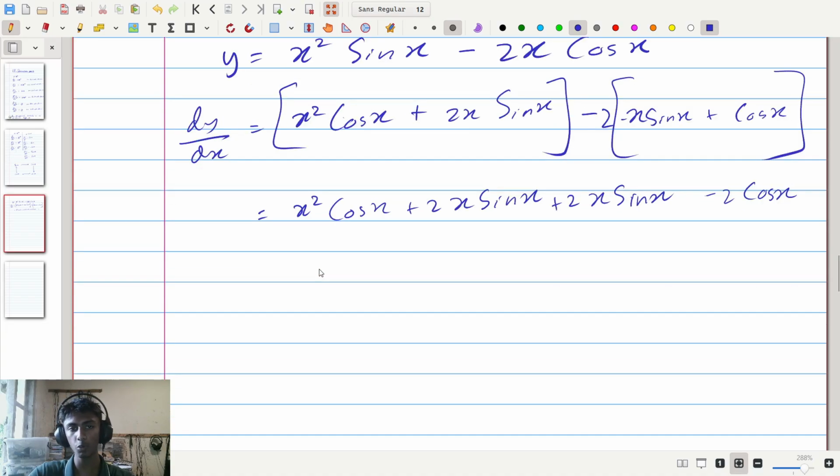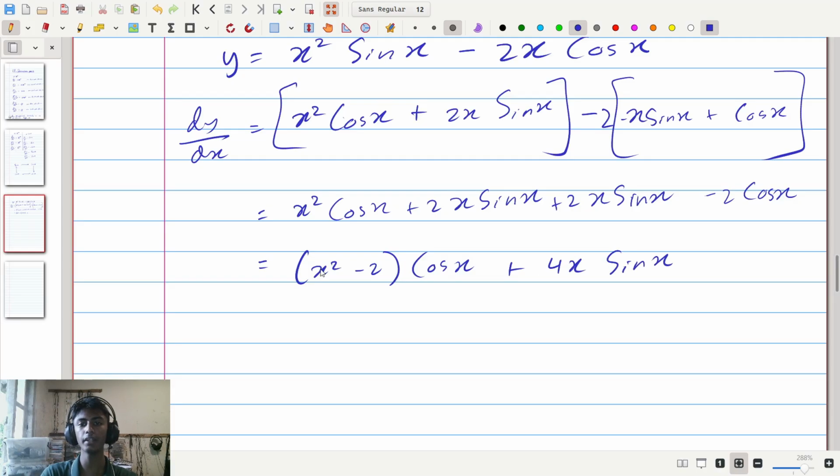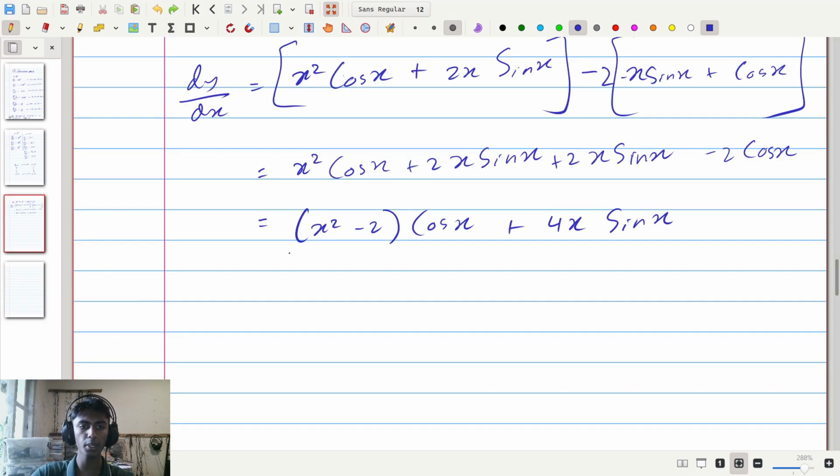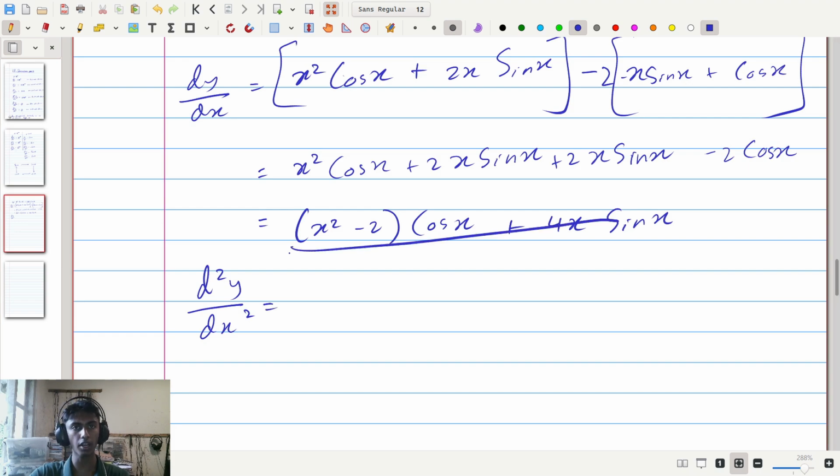Now we can actually group some of these. We can group this as x squared minus 2 times the cosine of x plus 4x times the sine of x. Now we can still take higher derivatives here, because we haven't diminished to 0. Taking the next order derivative, what we have is d squared y by dx squared. Of course, here we have to repeat the same pattern. Taking this as our original function now and taking its derivative, what we have here once again is a sum of two functions.